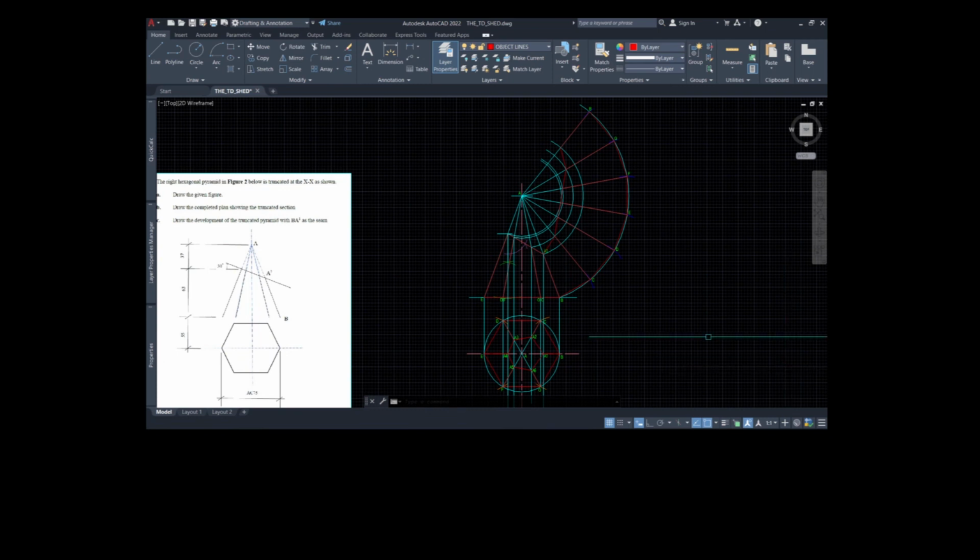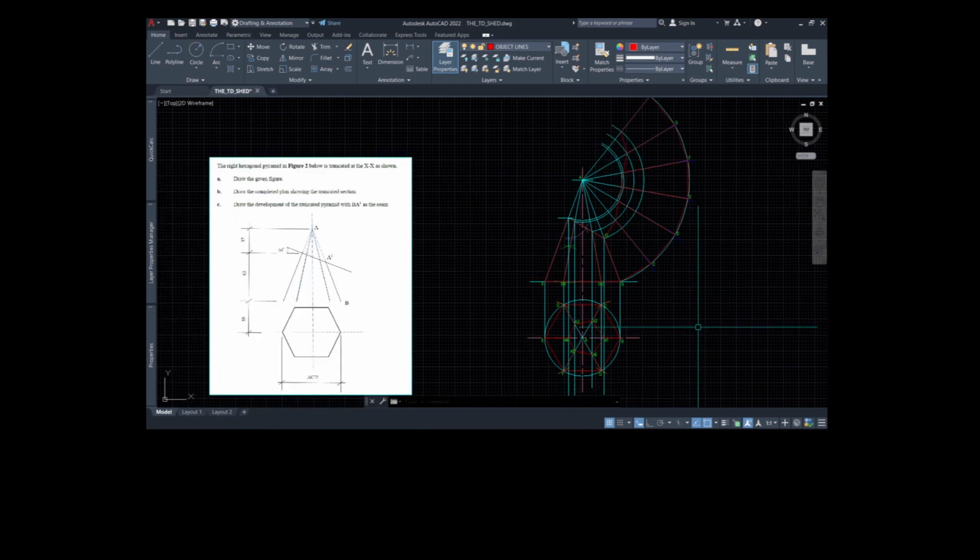This is the completed elevation, plan, and development of our truncated hexagonal pyramid.